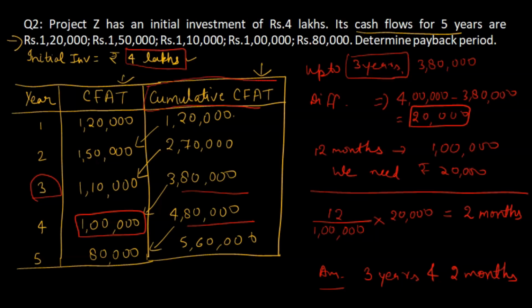So here you just need to find the cumulative values of the CFAT, and then check in the cumulative column whether you are getting that original investment amount or not. Up to the third year we are getting 380, but we need 4 lakh. Not more than that, not less than that, we just need exactly 4 lakh. So up to 3 years we will take, and how much more time is required? 20,000 was needed because we required 4 lakh. So in the fourth year we just need 20,000. For that we did this calculation and got 2 months. So our answer is 3 years and 2 months. I hope it is clear.